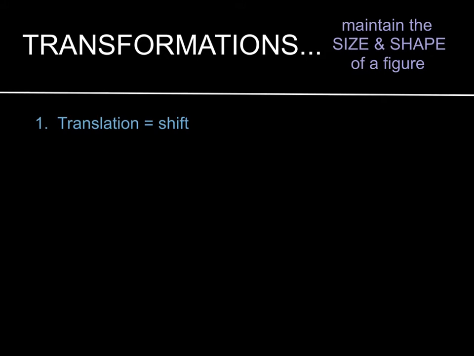So the first transformation is a translation. A translation is a shift. When you take a diagram or a letter or a graph or even something as simple as just a line and you shift it, you move it to the right, you move it to the left, you move it up or down. Okay, that is a translation.